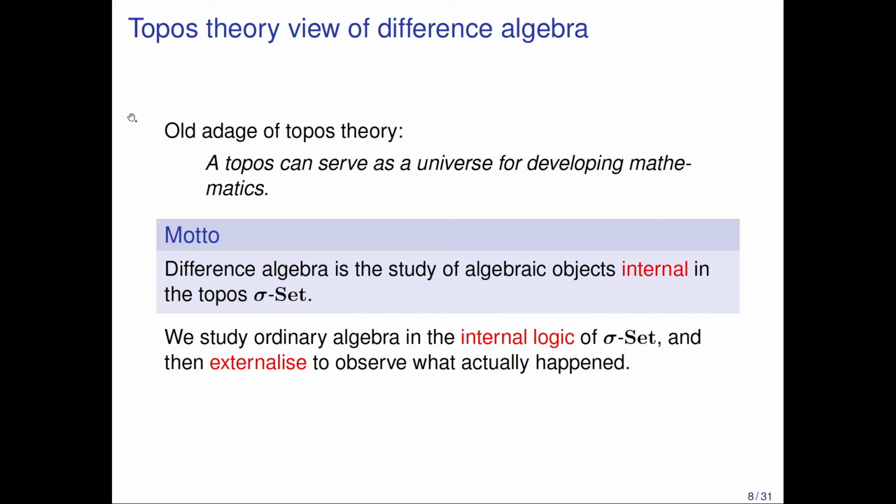And our motto becomes that difference algebra is best viewed as the study of algebraic objects internal in the topos of difference sets. And the method of working is that you use the internal logic of this new universe, and you pretend to be doing ordinary mathematics. And then when you externalize, so there's a technical construction of externalization, that actually gives you some new fancy objects that are actually going on. But somehow the point is that we're going to do ordinary mathematics, but in a new universe.